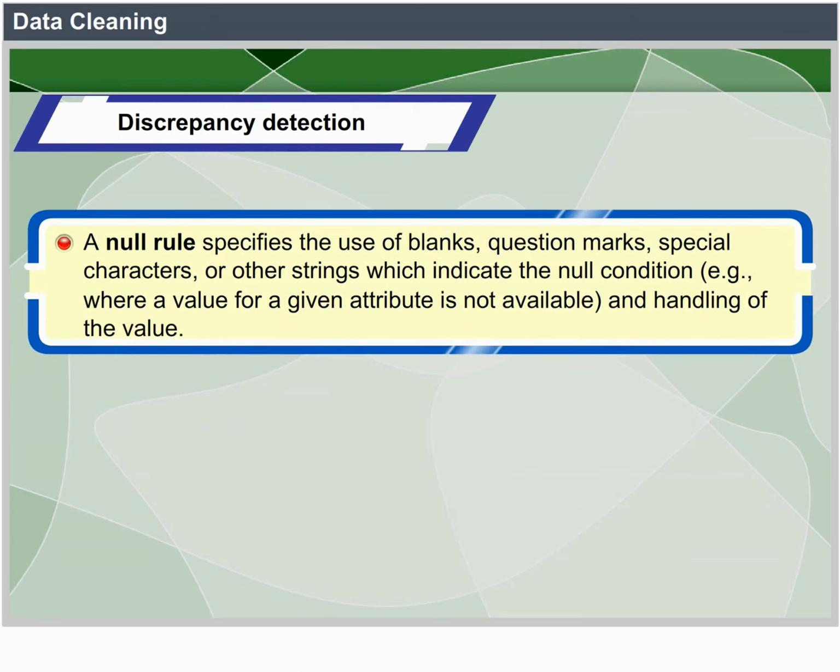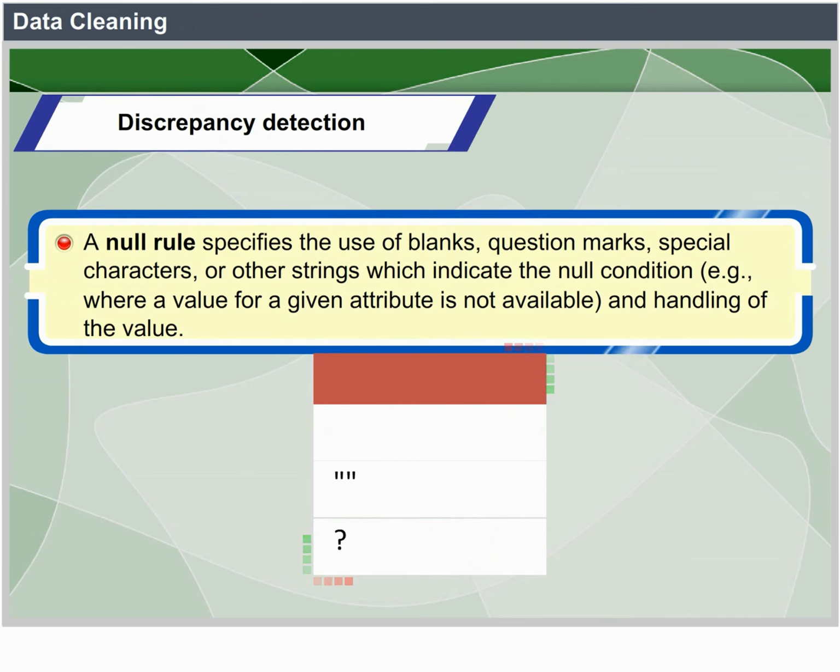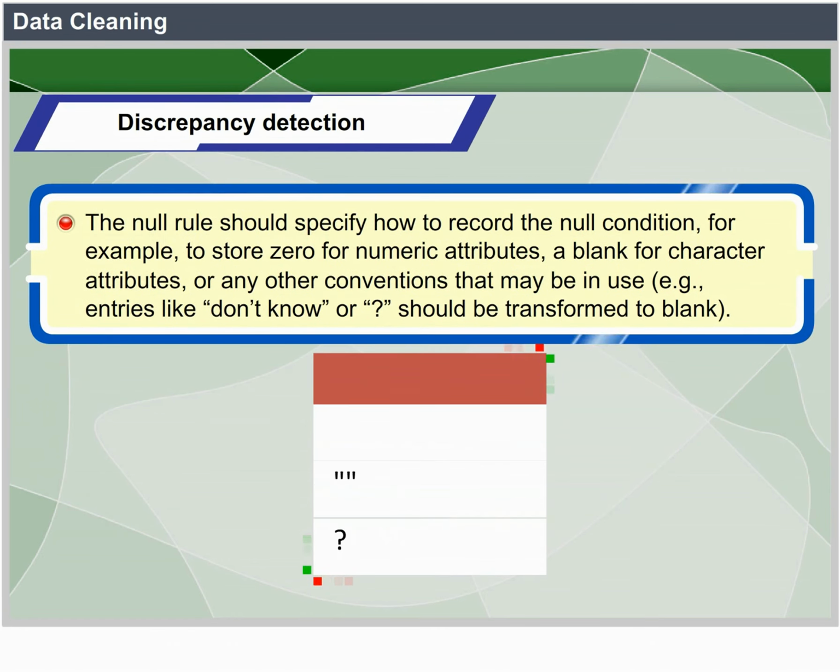A null rule specifies the use of blanks, question marks, special characters, or other strings that may indicate the null condition, for example, where a value for a given attribute is not available, and how such values should be handled. The null rule should specify how to record the null condition, such as to store 0 for numeric attributes, a blank for character attributes, or any other conventions that may be in use. For example, entries like "don't know" or question mark should be transformed to blank.